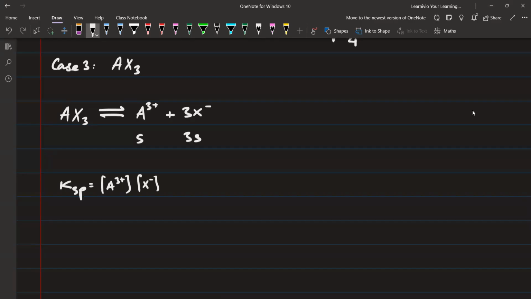So the KSP is equal to the concentration of A3 positive into the concentration of X negative cube. A3 positive is going to be S, है ना? Into 3S का cube. So this will be equal to how much? S के तो power 4 हो जाएगा and it will be 27, right? Make sense, yes or no, guys? Yes, sir.